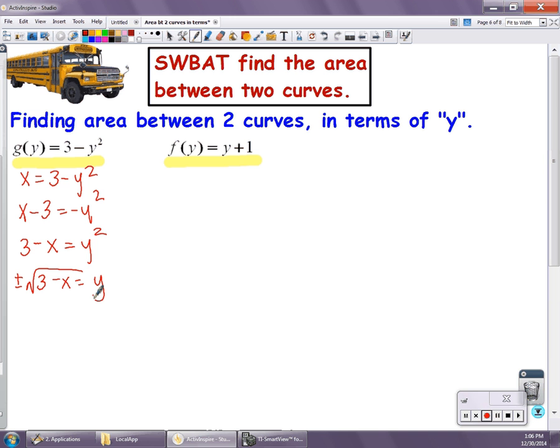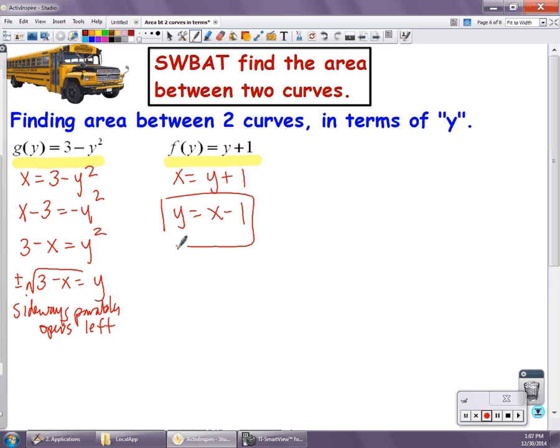And that tells me that I have a sideways parabola, hopefully you remember that initially from your Algebra 2, and it opens to the left because the coefficient of y squared is negative 1. And then for the other equation, I have x is equal to y plus 1. So if I solve for y, I get y equal to x minus 1. So that's just a line.